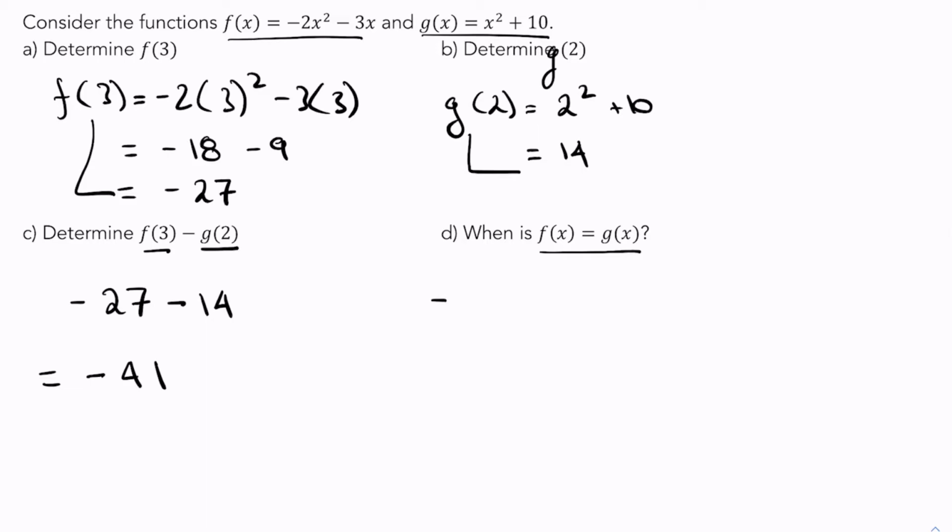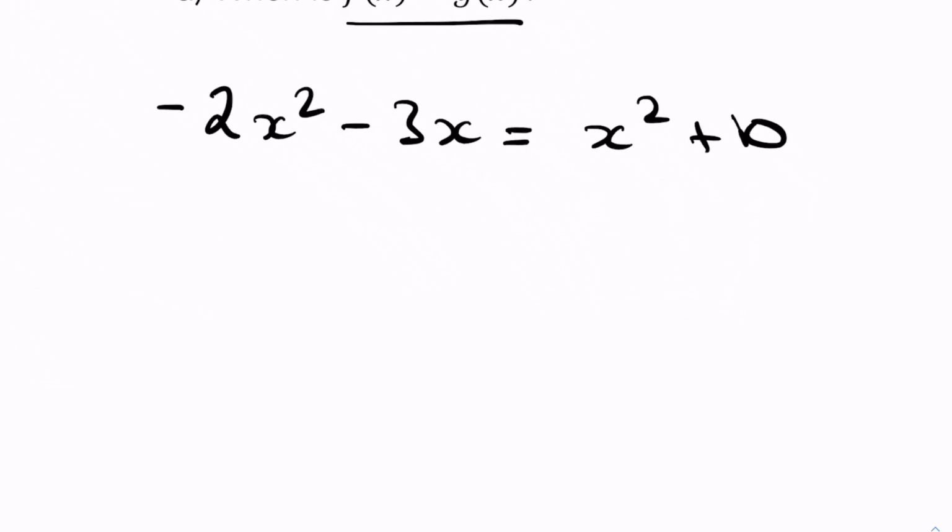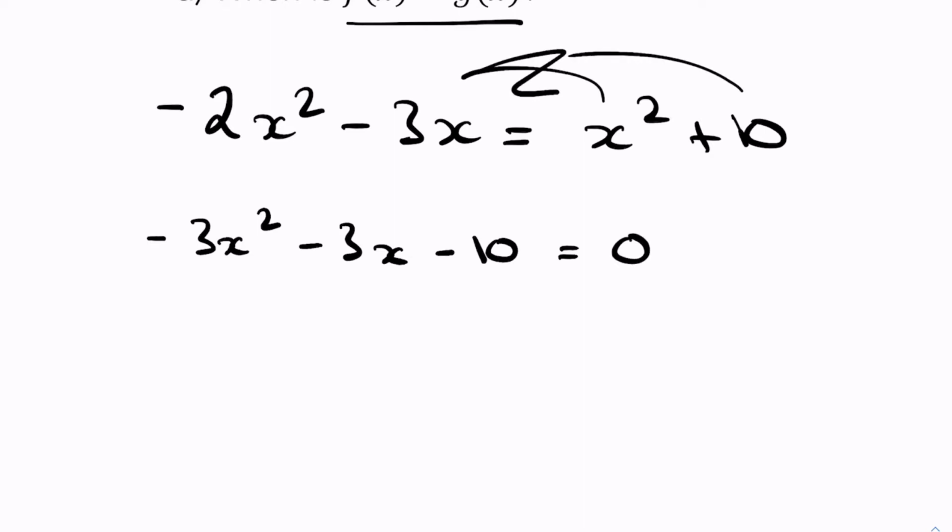Well, let's plug in the values. So negative 2x squared minus 3x equals x squared plus 10. Okay, well, I'm going to bring everything over to one side of the equation here. I'm going to have negative 3x squared minus 3x, then minus 10 equals 0. So I just brought everything over here, and it becomes negative.